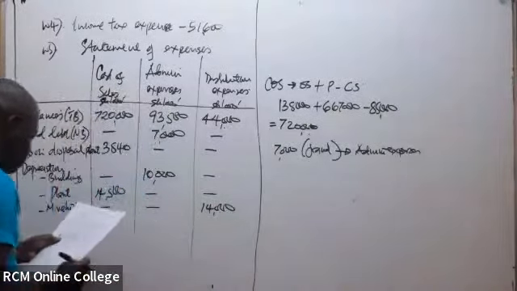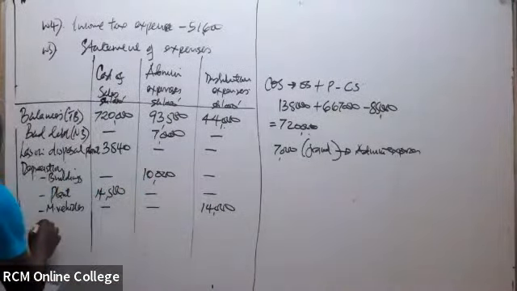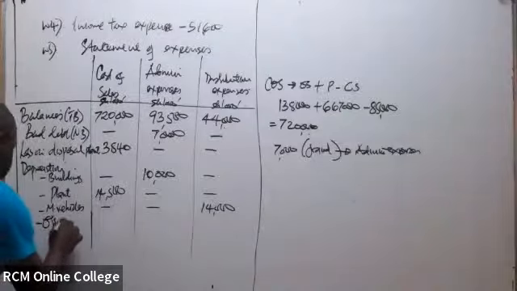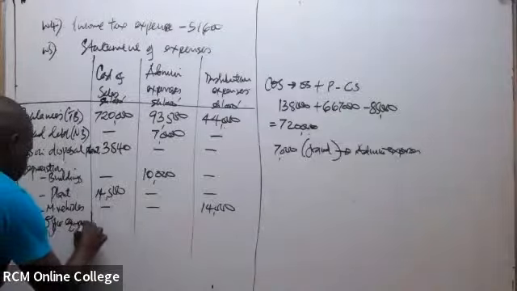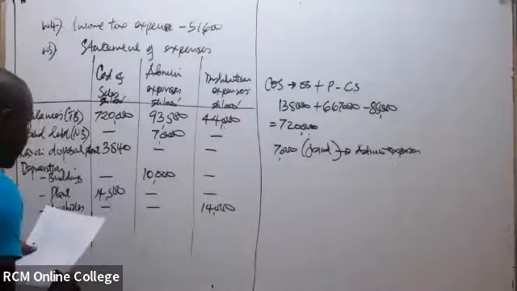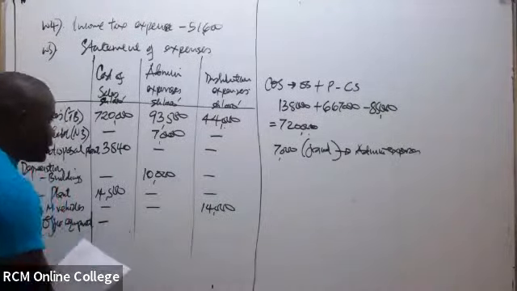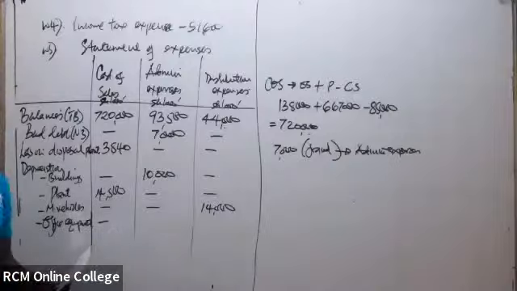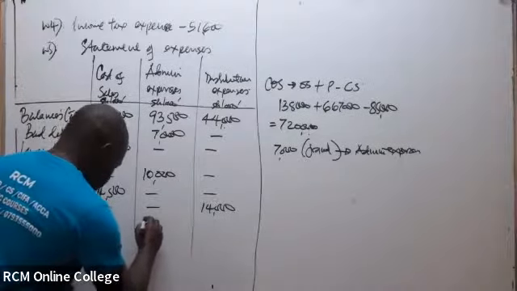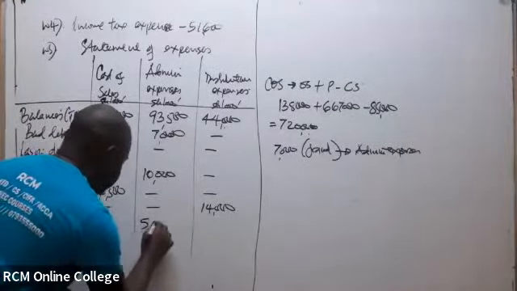Then the last one, office equipment. We are told this one will likely go to administration. As per our computation, office equipment was 5 million, so it will go to administrative expenses.